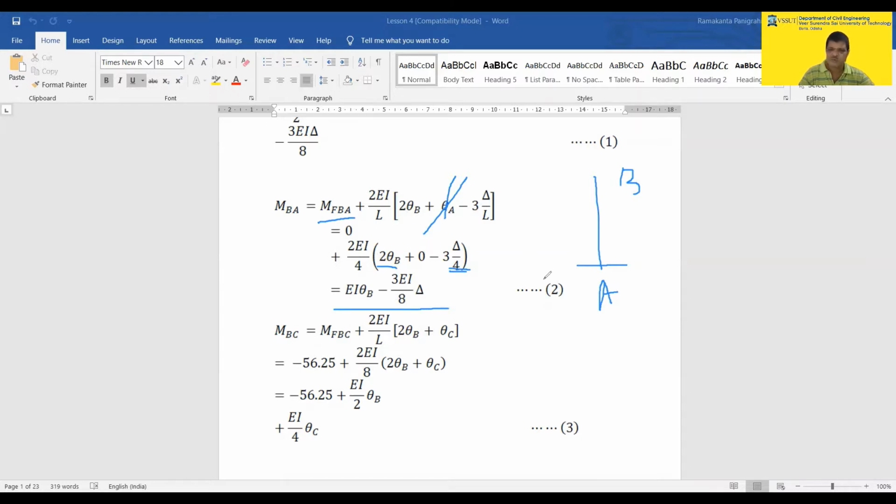This is equation number two. Now for BC, BC is a horizontal span, so there is B and C. There is a fixed moment of minus 56.25, and the relative delta value is not here. Delta will only come for the vertical columns.